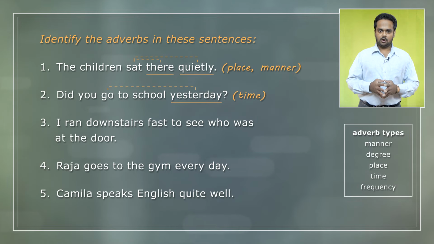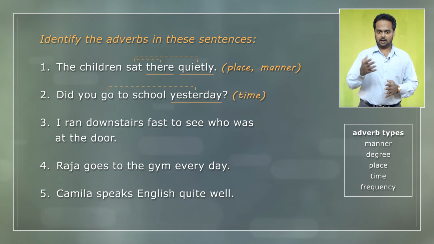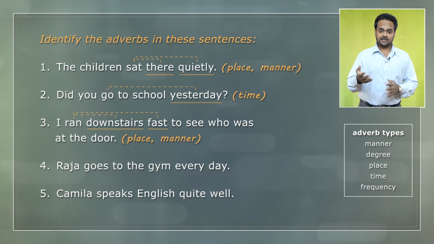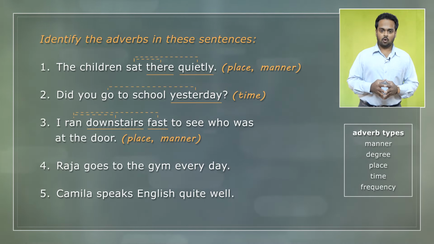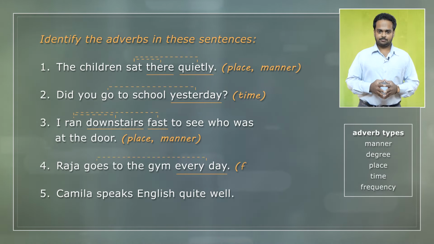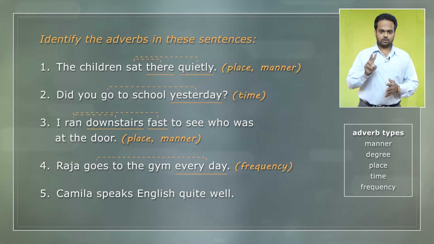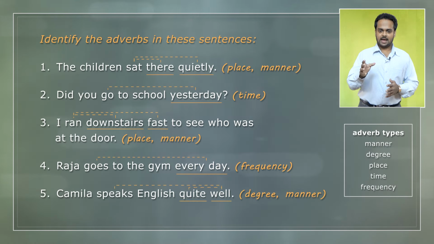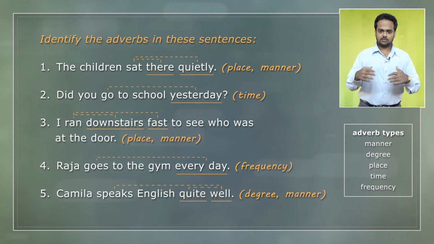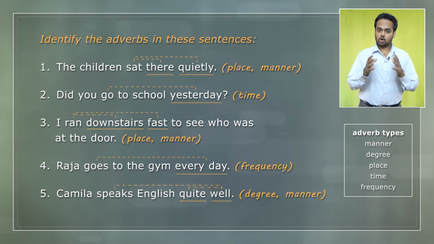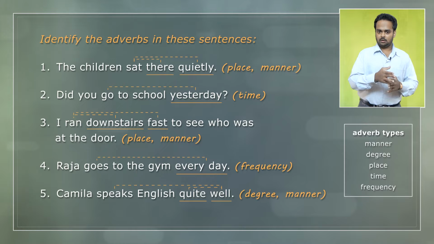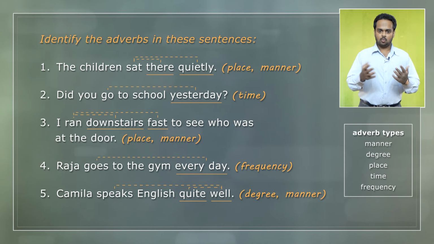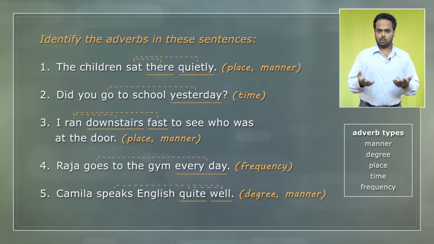In number 3, there are again 2 adverbs. One is downstairs, an adverb of place, and the second is fast, an adverb of manner. In sentence number 4, the adverb is every day, and it's an adverb of frequency. And in number 5, again 2 adverbs. Well, which is an adverb of manner. It tells us that Camilla speaks English well. And the word quite, which is an adverb of degree. It gives information about well. That is, how well? Quite well. It's like saying very well.